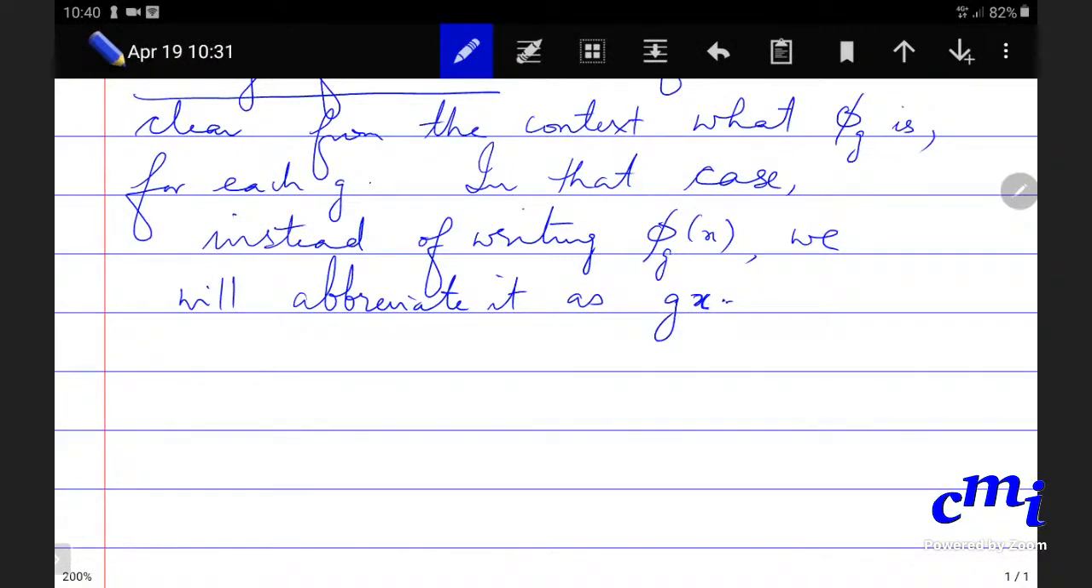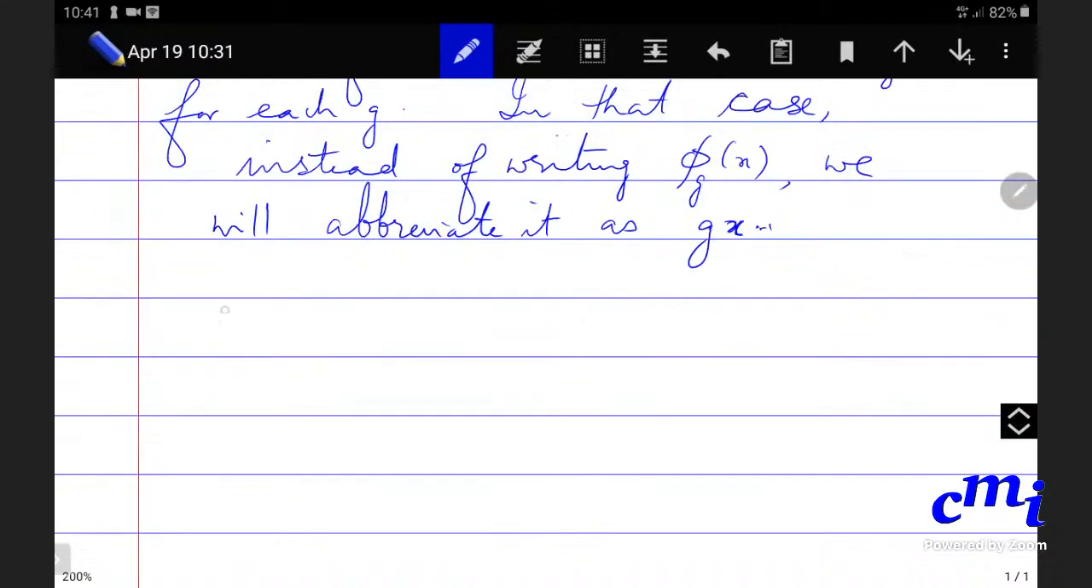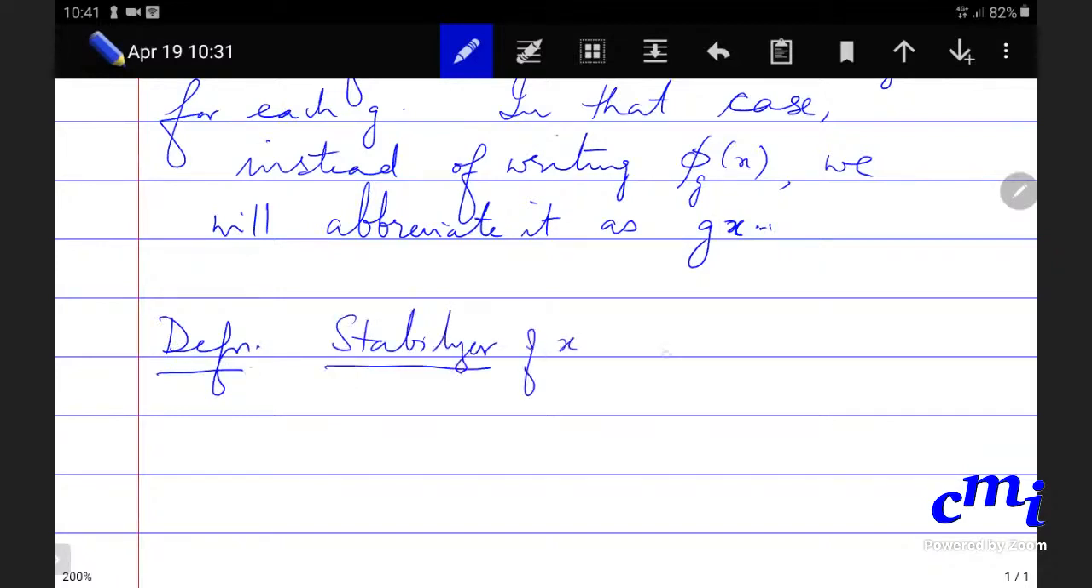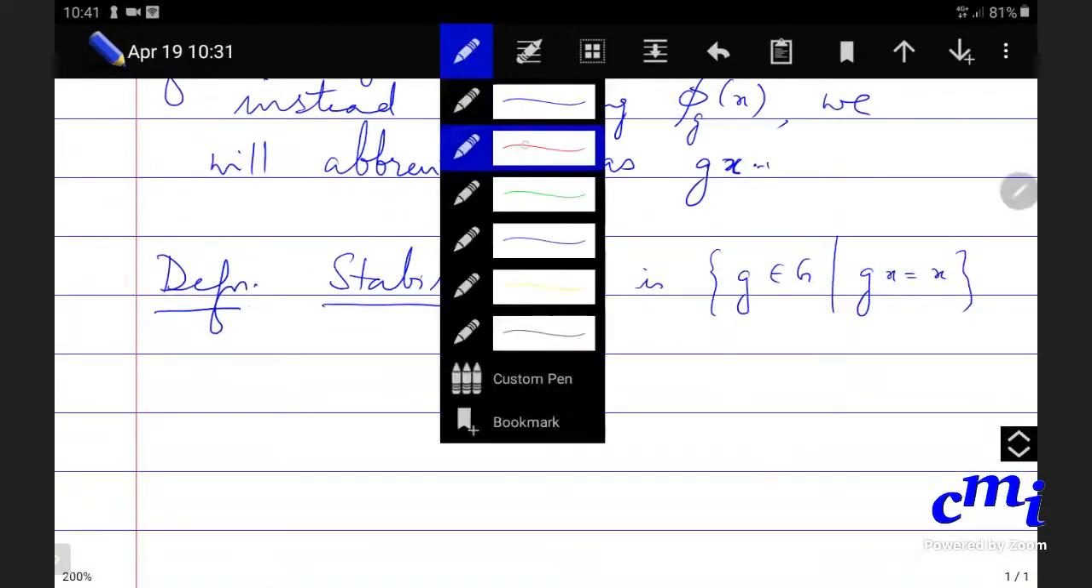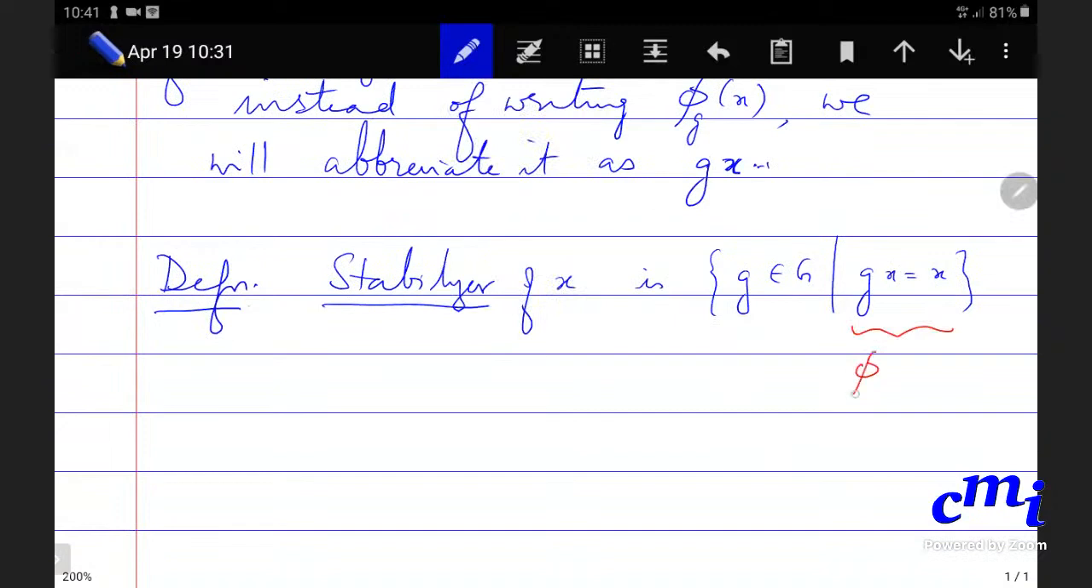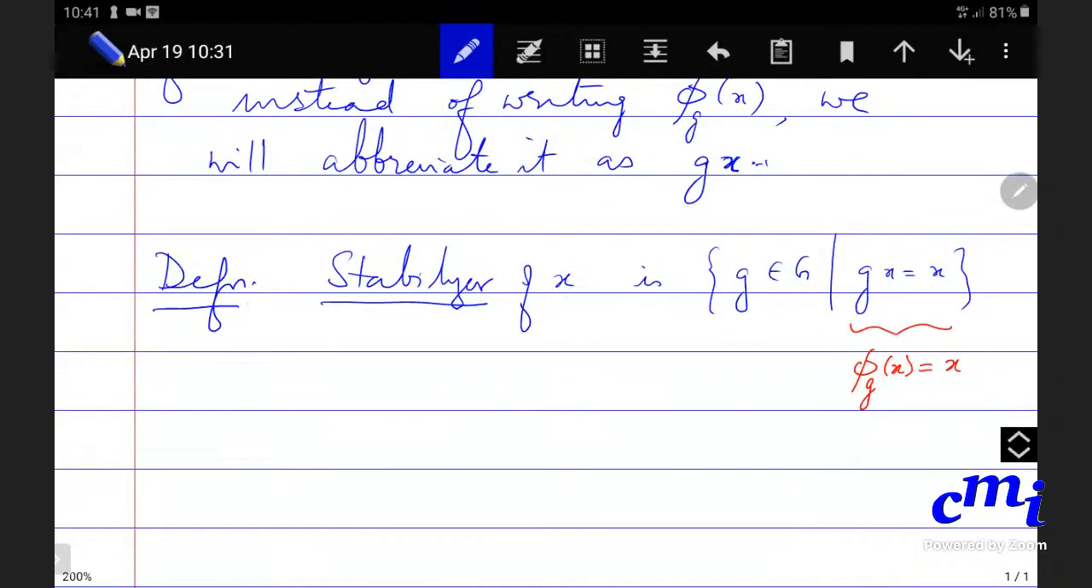Today we want to define a new thing, the stabilizer of x. It is the set of g in G such that gx is equal to x. That is, on x, the function phi_g acts as identity. Let me clarify what this means: phi_g takes x to itself. That's what it means.